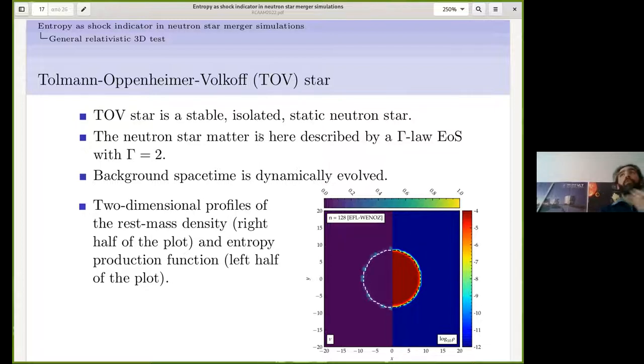We have to use an equation of state to describe the matter of this neutron star, so we choose the gamma law equation of state. Also, because here we have full 3D general relativity, the background spacetime is not static; we are evolving the background spacetime dynamically. So this numerical simulation is quite challenging, because one could say, but it's just static, come on, it's just sitting there.